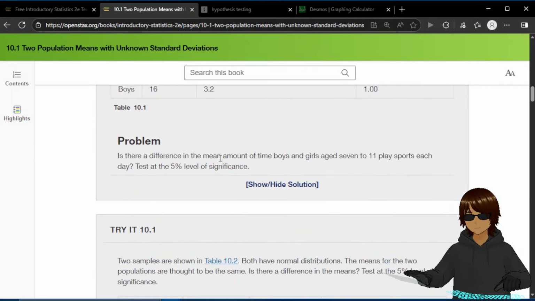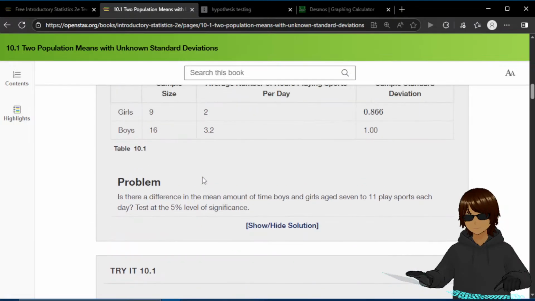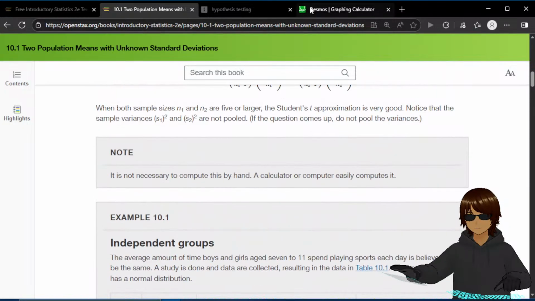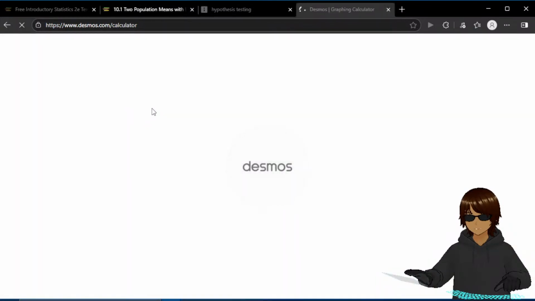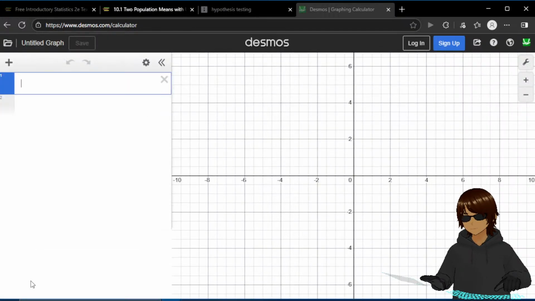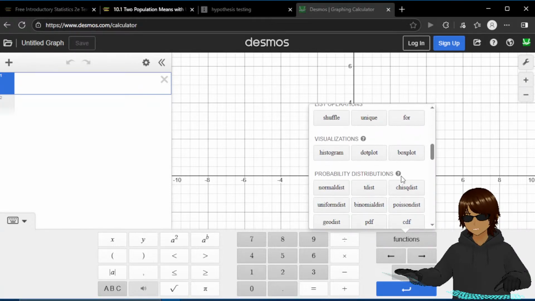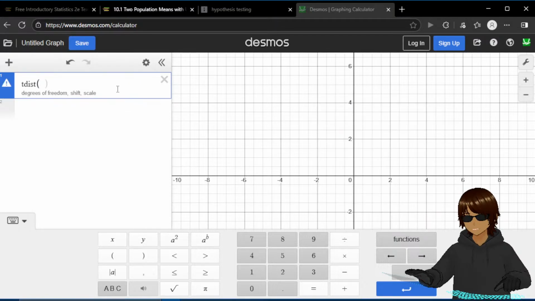Is there a difference in the mean amount of time boys and girls aged 7 to 11 play sports each day? Test at a 5% level of significance. Okay, so I need to do the t distribution, right? T distribution, but I need to calculate the degrees of freedom.